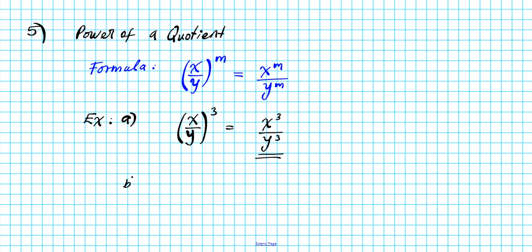Now let's take a look at a numerical example. What if you have 5 over 3 raised to the second power? If you apply the power of a quotient property here, you end up with 5 squared as a result of distributing the 2 to the numerator, divided by 3 squared when you distribute the power to the denominator. 5 squared is 25 divided by 3 squared, which is 9. So there goes your final result.